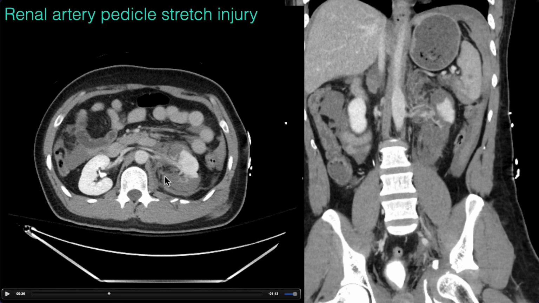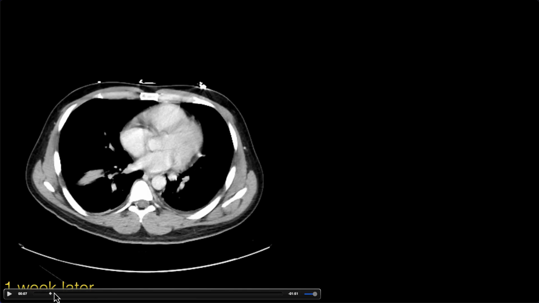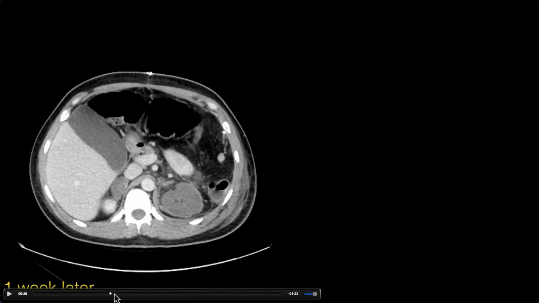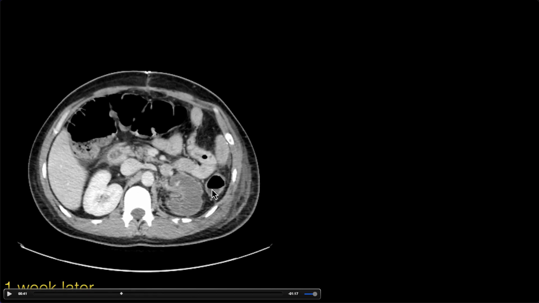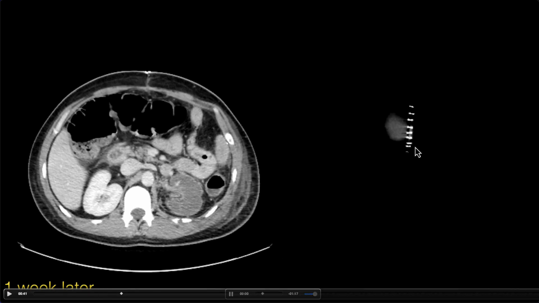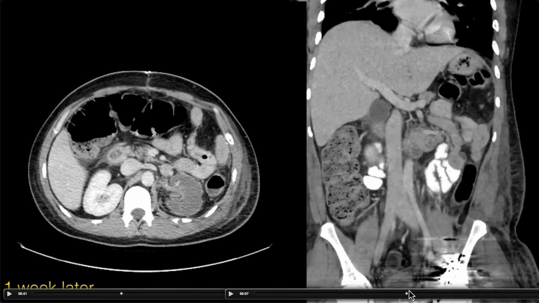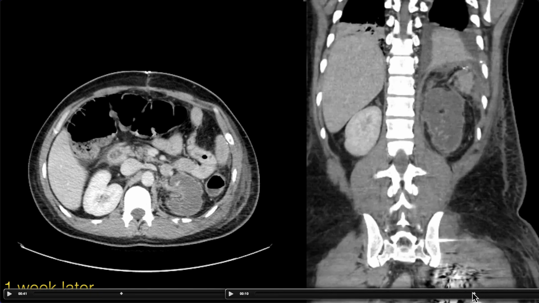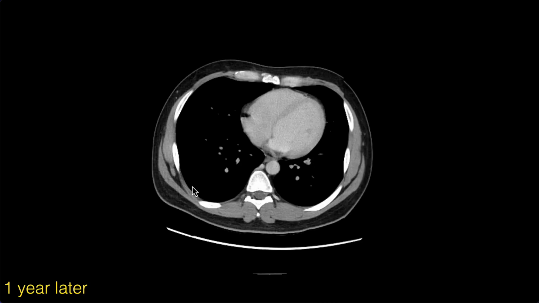So this is a renal artery pedicle stretch injury, and I want to give you a sense of what this looked like 1 week later, which was that more classic renal infarction with that capsular enhancement. So finally, what we learned in boards: there's renal capsular enhancement for an infarction case. So I thought that made for a satisfying follow-up. And obviously, in the long term, what are you expecting to happen to this kidney? Well, here we go. 1 year later, we have the long term.